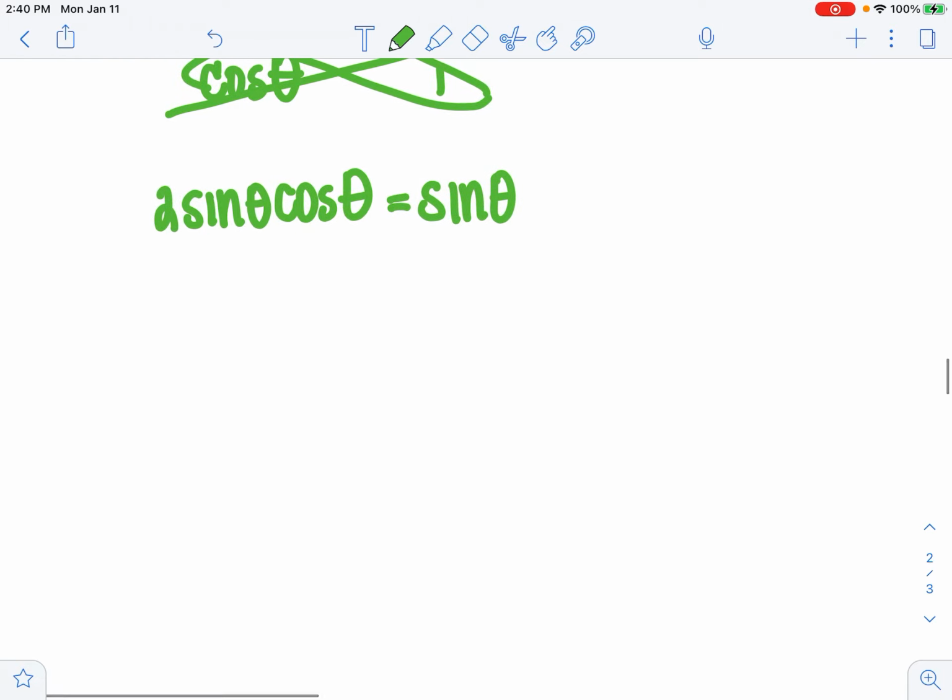All right, now I'm going to get everything on one side and then try to factor it. So I'm going to subtract sine of theta from both sides.